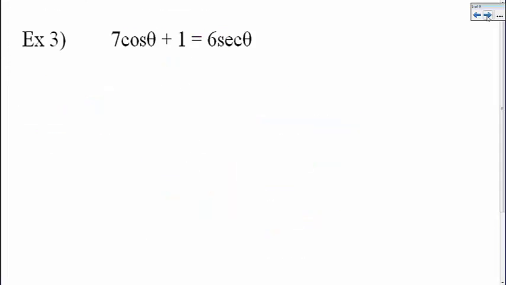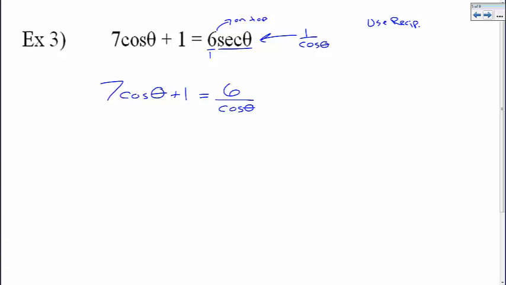In example 3, we see where rewriting a function as a fractional value of its reciprocal can be useful. Here, I notice a problem that has both cosine and secant functions involved. Since I know I can find exact values of cosine, I will choose to rewrite secant theta as an equivalent statement 1 over cosine of theta. Remember to multiply the coefficient through, and you should get 7 cosine theta plus 1 equals 6 over cosine theta. Placing our terms on the left over 1 shows us how to proceed.